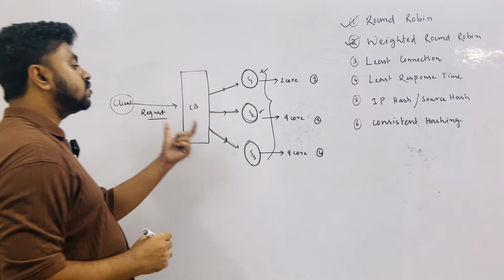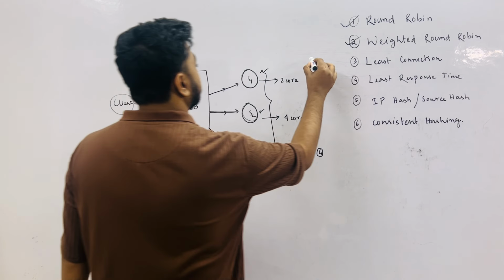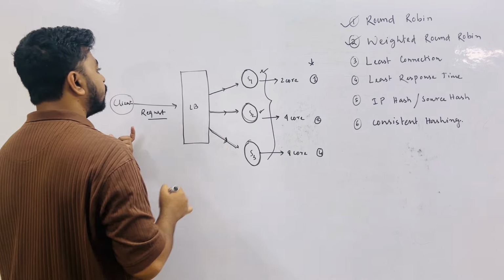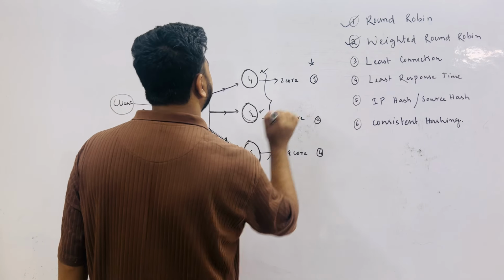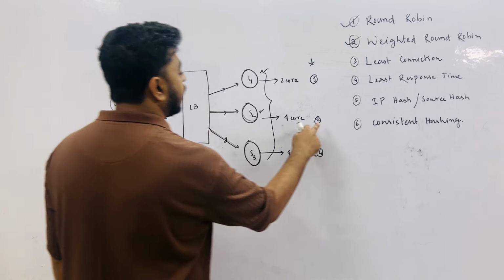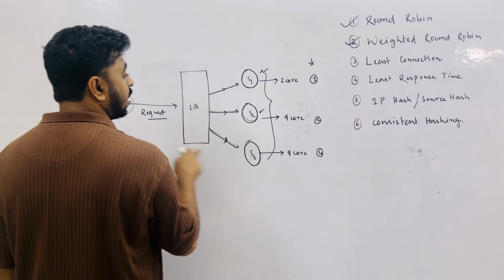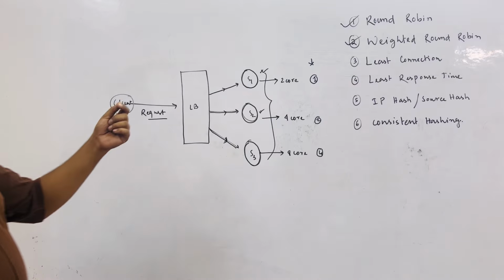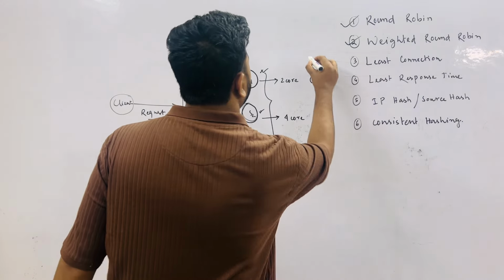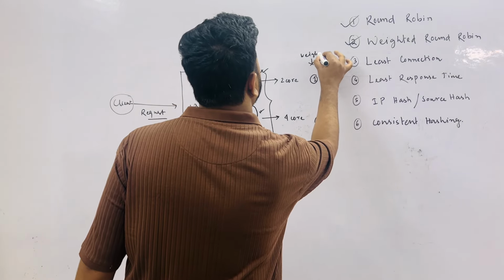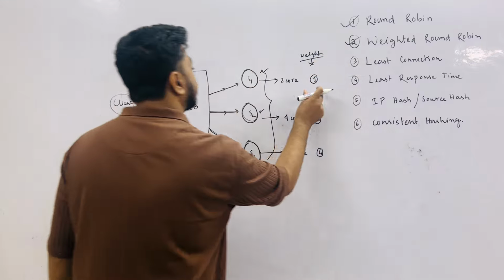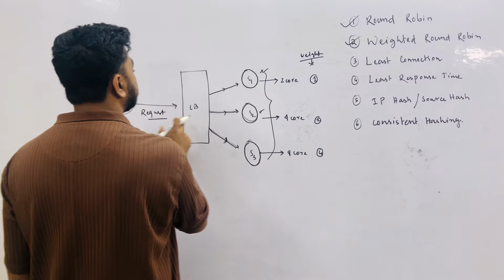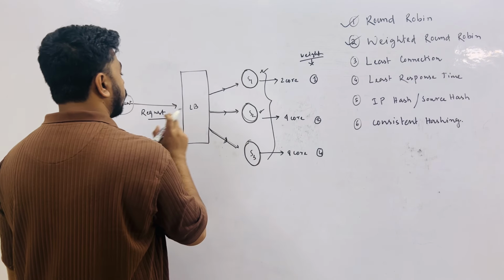So what does that weight mean? At an instance, if S1 can handle 1 request, S2 can handle 2 requests and S3 can handle 4 requests compared to S1. So in weighted round robin, this weight of the server gets considered when distributing load. Okay, so what will happen then?